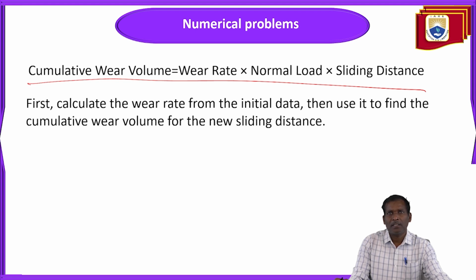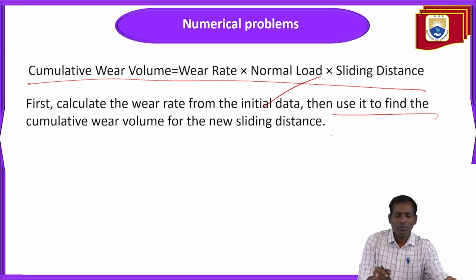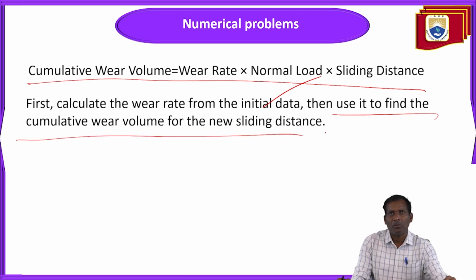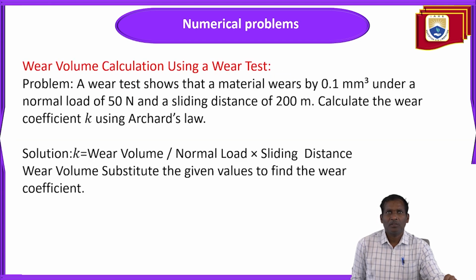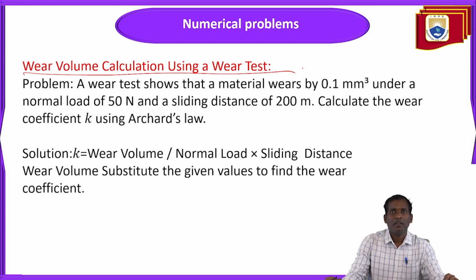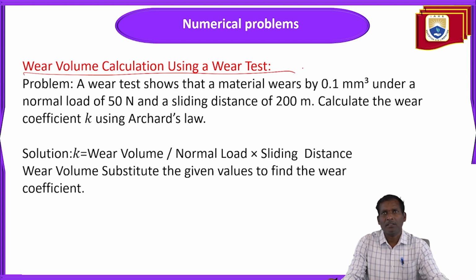First we need to calculate the wear rate from the initial data. Then use it to find the cumulative wear volume for the new sliding distance. So the wear volume calculation using a wear test. Another testing method is the wear test. So how do you calculate the wear volume?